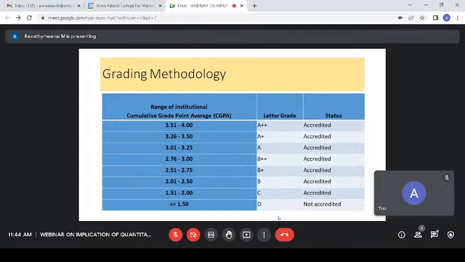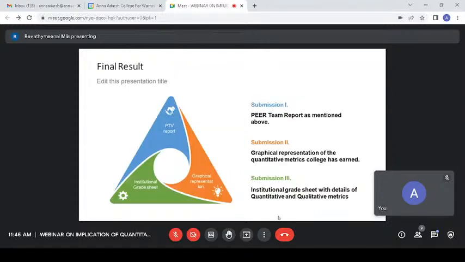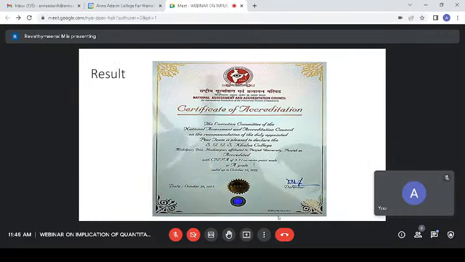Next slide, please. We are not interested over here much. This is the peer team report that comes into picture, and the final result comes into picture, which includes the peer team result, which includes the quantitative metrics. Next slide, please. And which includes the final submission. This is how NAC works. The last slide talks about the certificate of accreditation. You can just go to the last slide. And that is where the entire process ends.